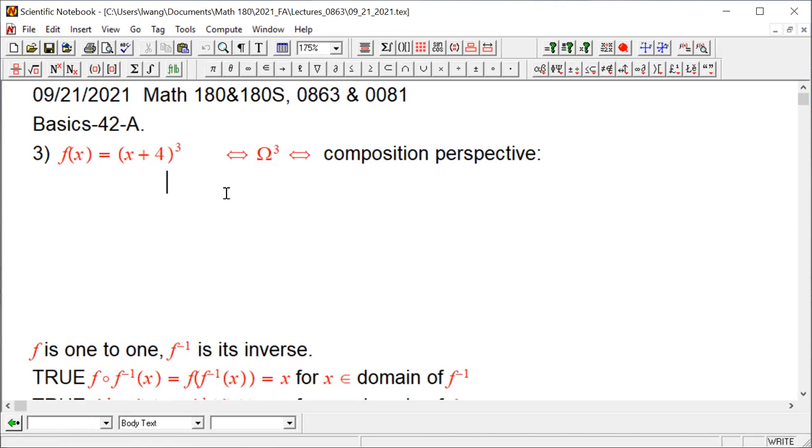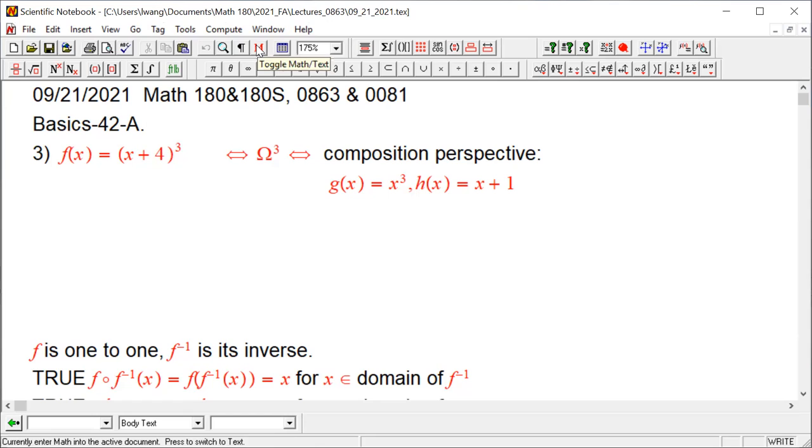I'm going to give you a little glimpse of the composition perspective, which you are going to need for calculus, for chain rule. You can see this as 2 functions. I'm going to call it a g function, which is going to be x raised to the power 3. And then you're going to have an h function, and that h function is x plus 4. And then we're going to compose these 2 functions. Of course, this is outside the inverse finding.